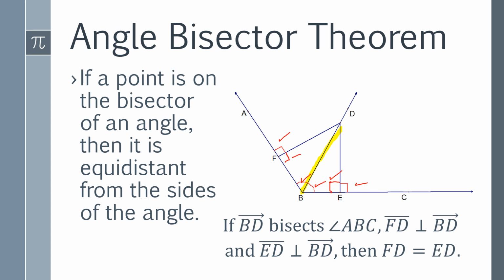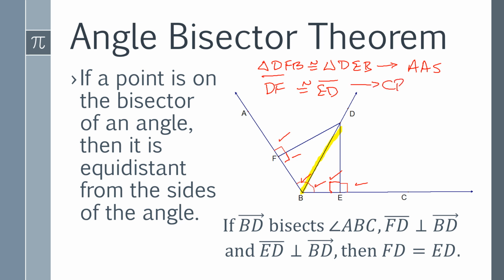We would then be able to say that triangle DFB is congruent to triangle DEB. And that's because we have angle, side, if you remember from the last unit. So because those two triangles are congruent, we would say that segment DF is congruent to segment ED, right? And that's through corresponding parts of congruent triangles are congruent. So we have that figured out, and we have to be able to use this again.